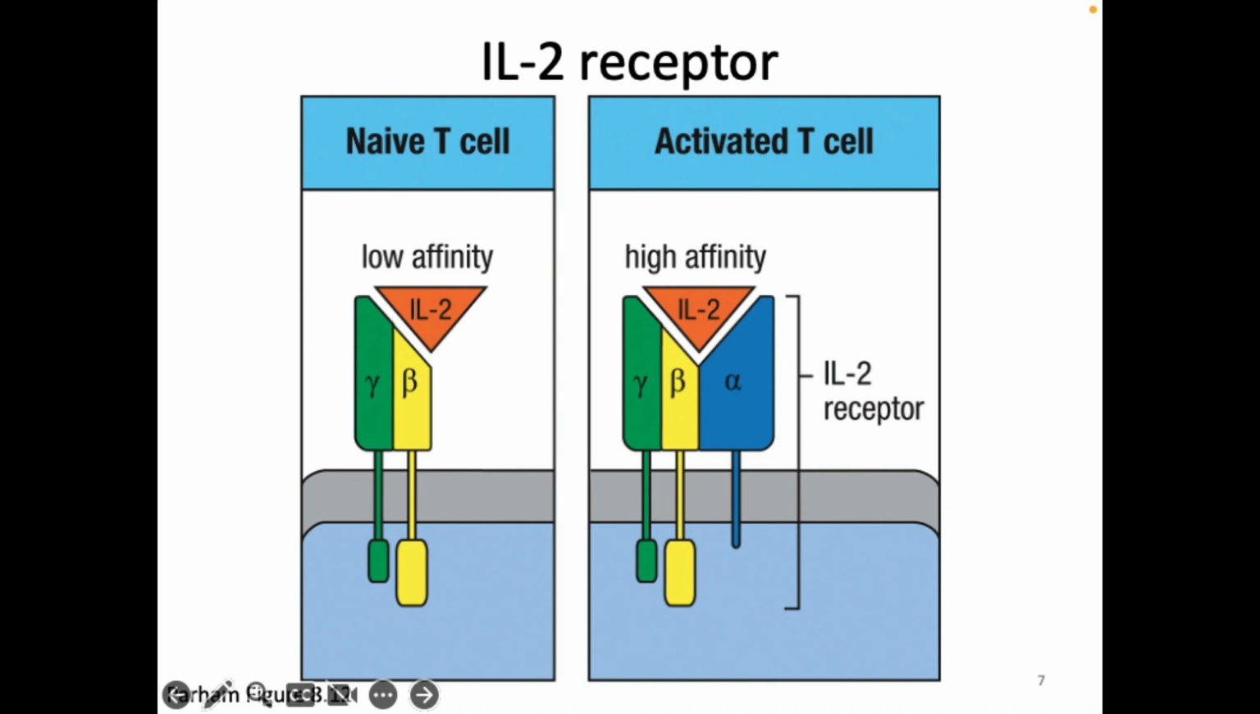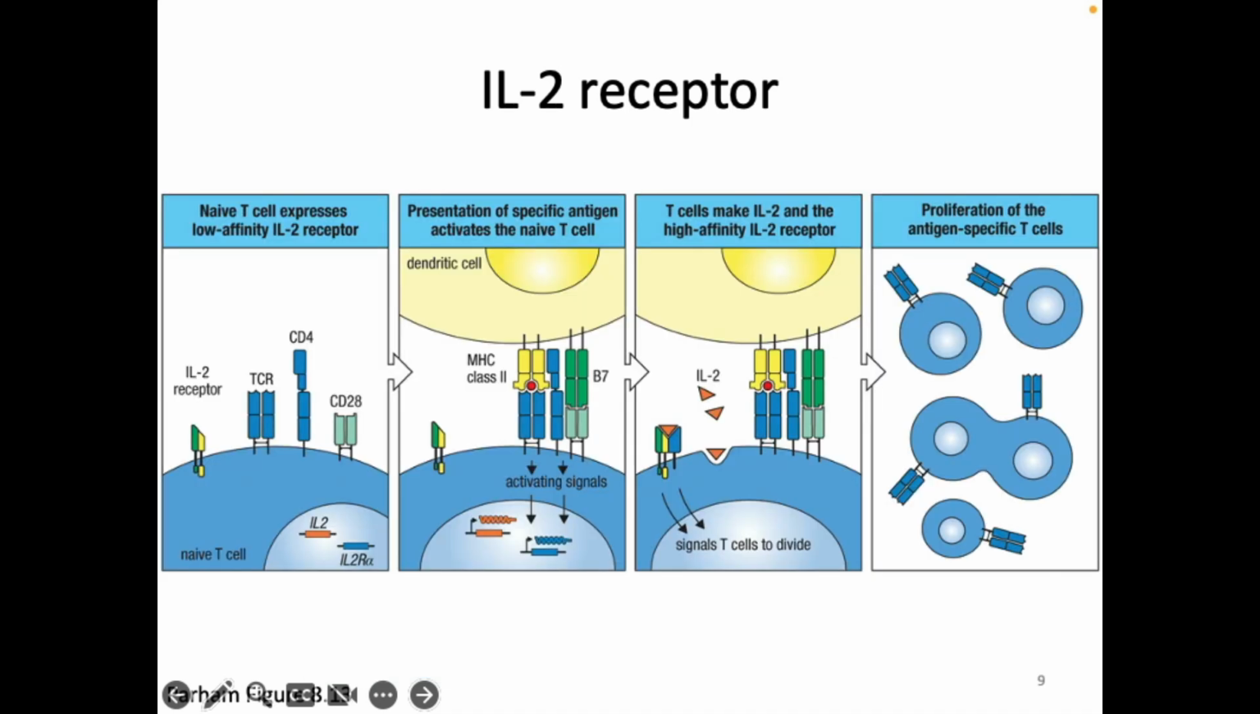When our cell is completely naive, that cell will have the gamma chain and the beta chain and have sort of this medium affinity IL-2 receptor. As that cell gets activated, as that cell starts to make IL-2, it's also going to make the alpha chain and be able to really bind to that IL-2 well and get a really nice signal from IL-2. You can see this process here as well.